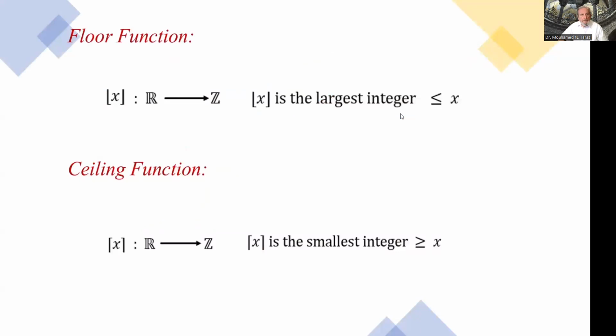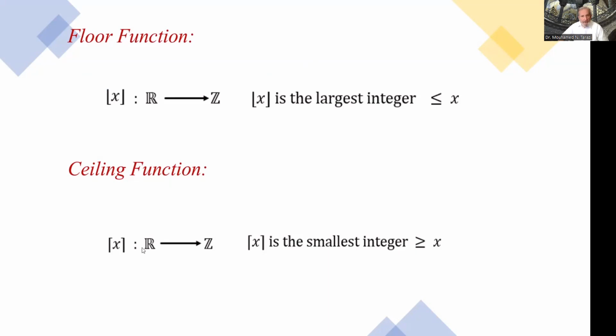First, let's recall the definition of floor and ceiling functions. A floor function is a function from the set of real numbers to the set of integers, and is denoted this way. You see two small bars underneath here below. That's floor. The floor function at x is the largest integer less than or equal to x.